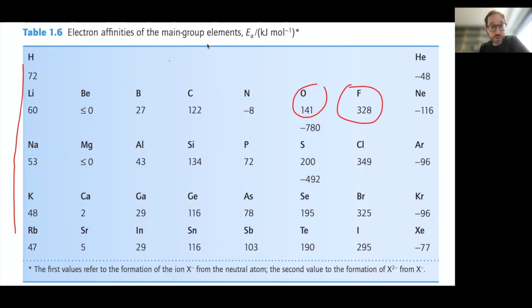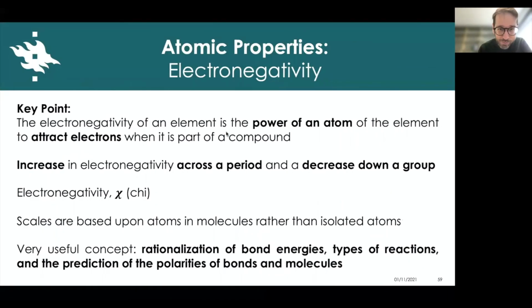Okay, this will be a good question for homework or for the exam, but this electron affinity can also be understood or related in terms of electronegativity, which is a very important atomic property as well. So the electronegativity of an element can be defined as the power of an atom of this element to attract electrons when this element is part of a compound. So we have an increase in electronegativity across the period.